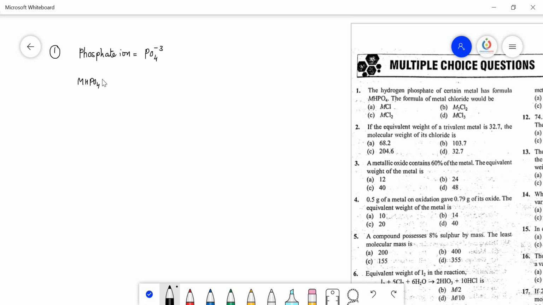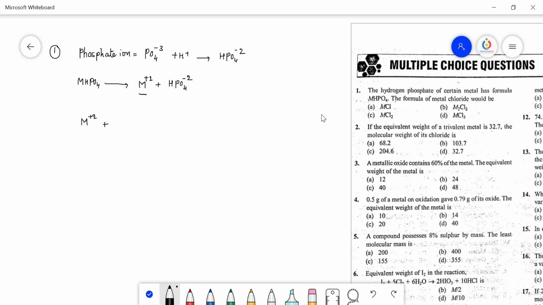See, MHPO4 is metal hydrogen phosphate. If it dissociates, it has to give M plus 2 plus HPO4 minus 2. Hydrogen phosphate formula is HPO4 minus 2, because if you add one H plus ion to this phosphate, it becomes HPO4 minus 2. Means here metal is carrying how much charge? 2 positive charges.